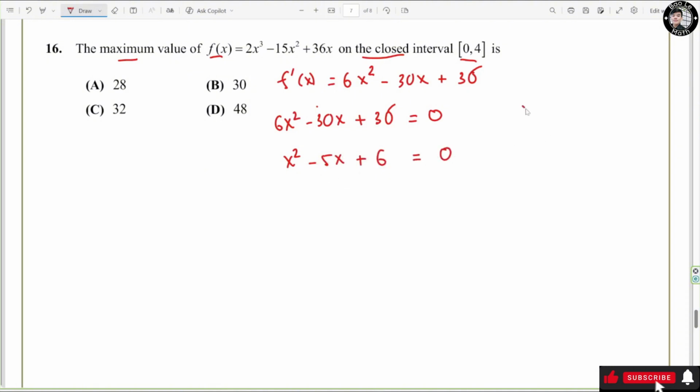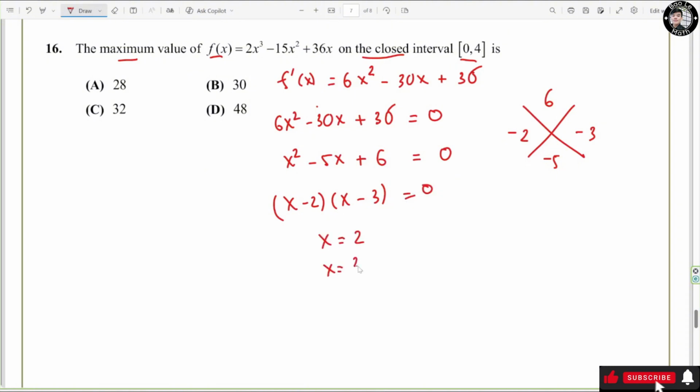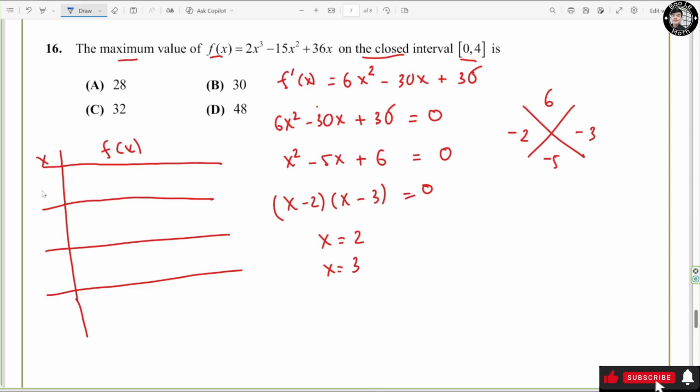Now we're going to factor this one using the x method. This one is 6, this one is negative 5. Two numbers that multiply to 6 and add up to negative 5, which is negative 2 and negative 3. So s minus 2 times s minus 3 equal to 0. So s equals 2 and s equals 3. So we have 0 right here. Next one is 2, 3, and 4, right? This one and these two guys right here.